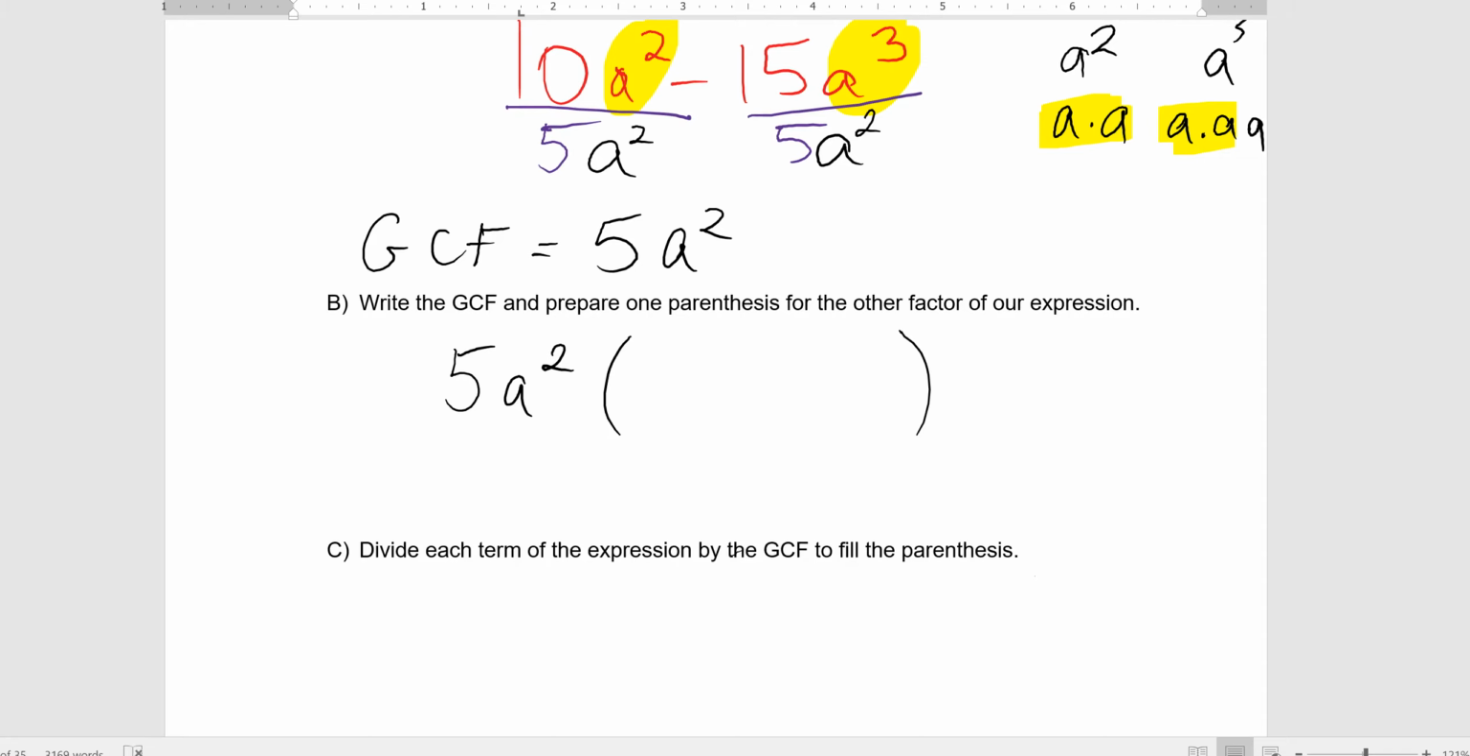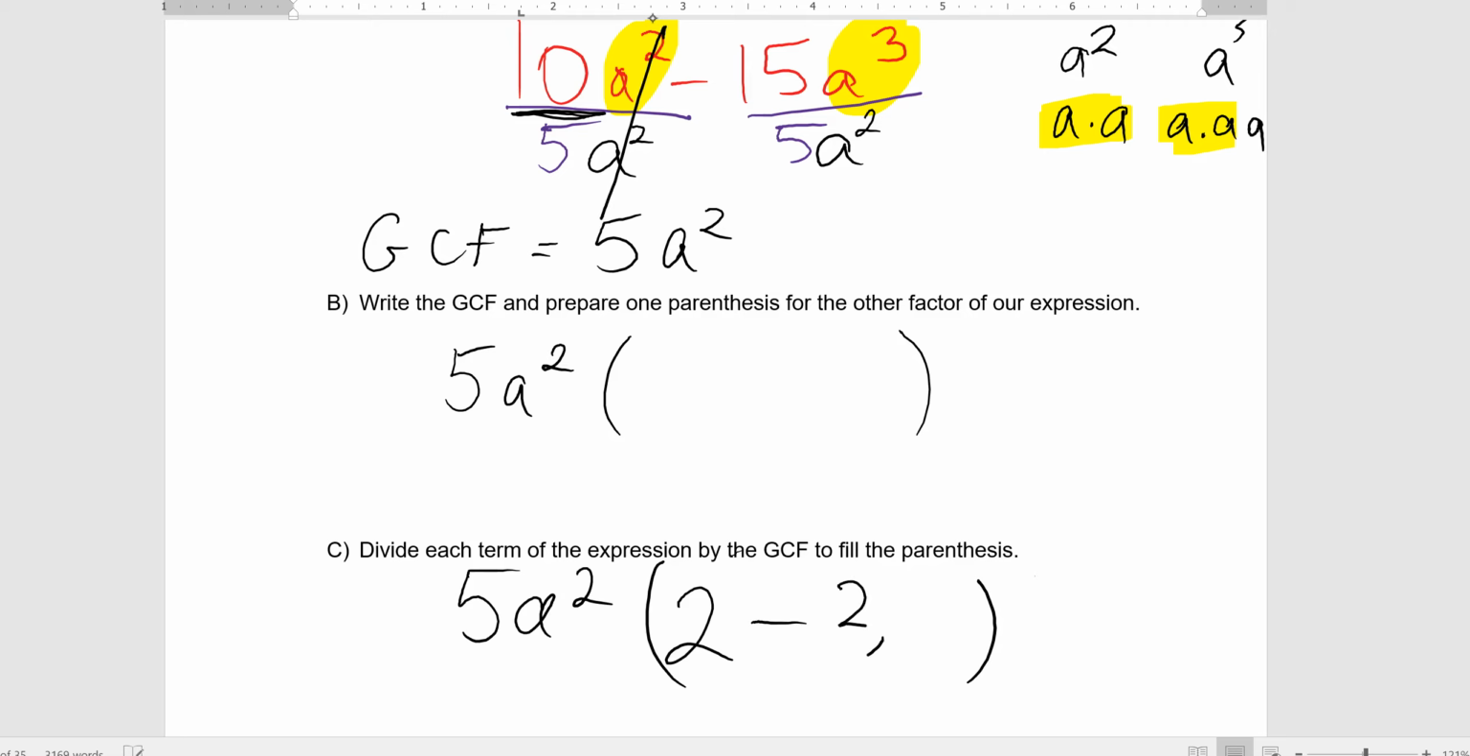So again, our first step was figuring out 5a to the second as being the biggest thing that could go into every part. Next, we opened a parentheses to prepare for another factor. And last, we're going to divide. 10 divided by 5 is 2. Anything divided by itself, so a to the second divided by itself cancels to 1. Bring down the subtraction sign, or negative 15 divided by 5 is negative 3, either way.